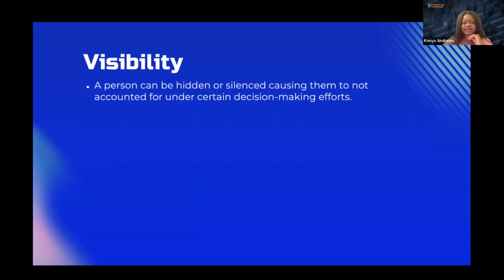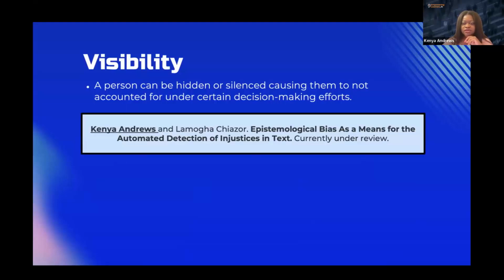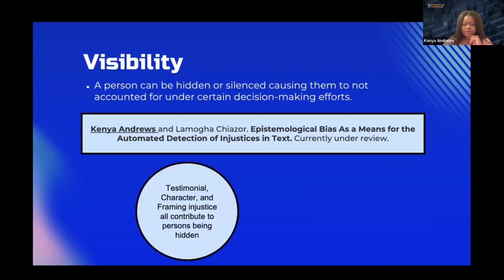The next thing I look at a lot is visibility. So how visibility is changed, particularly for instances of injustice that occur.